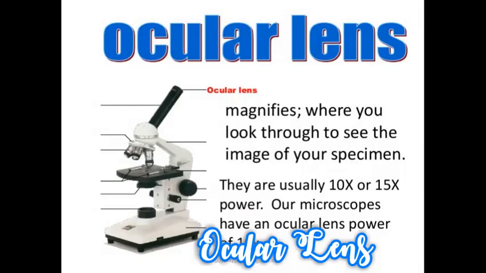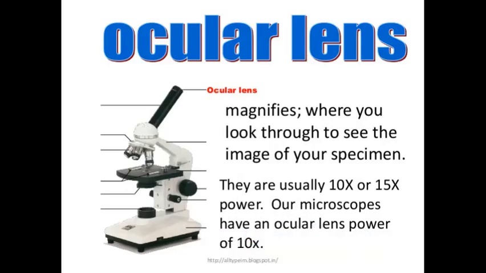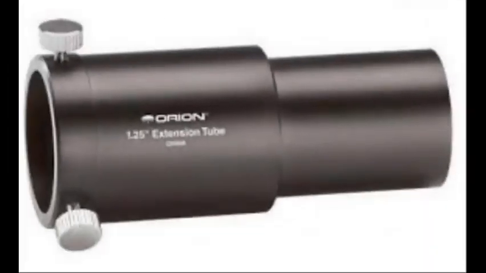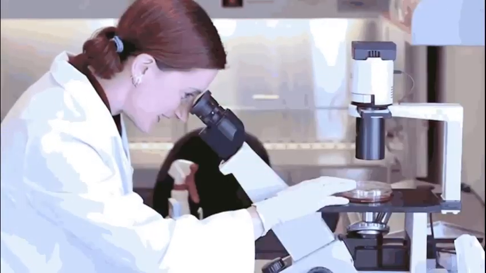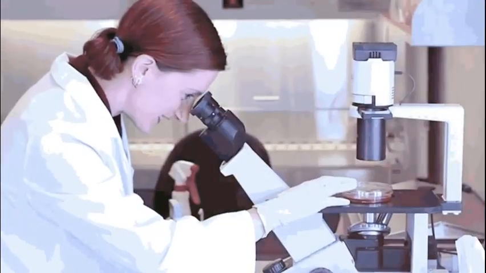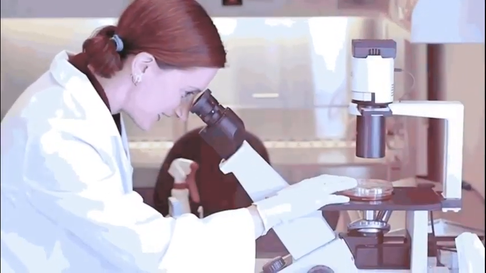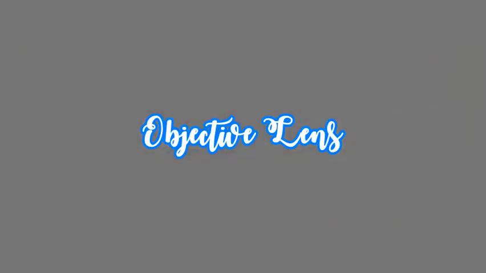Here are the important compound microscope parts. First is the eyepiece or ocular. The eyepiece or ocular is what you look through at the top of the microscope. Typically, standard eyepieces have a magnifying power of 10 times. Optional eyepieces of varying powers are available, typically from 10 times to 30 times.